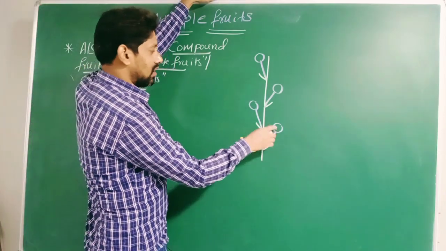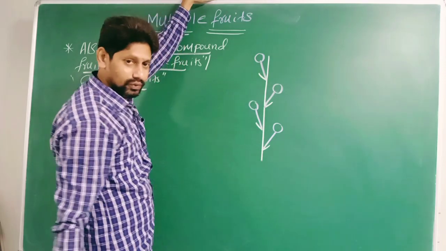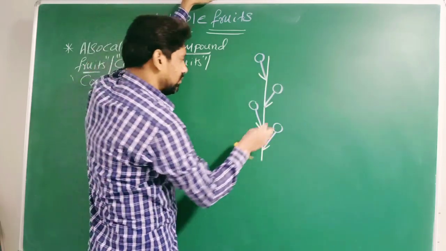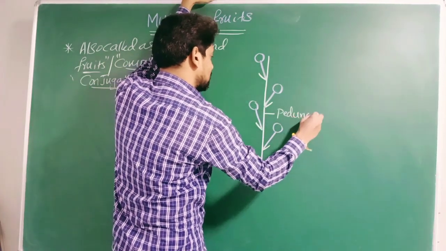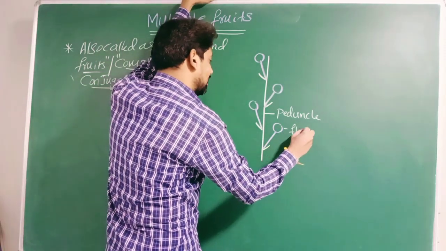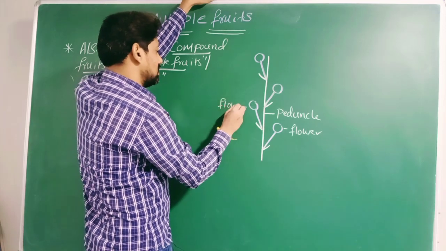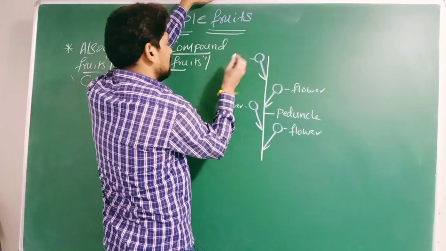See here. All these are flowers. Therefore, can I call this one an inflorescence? Yes. What is this one? This is the peduncle. What are all these? All these are flowers.